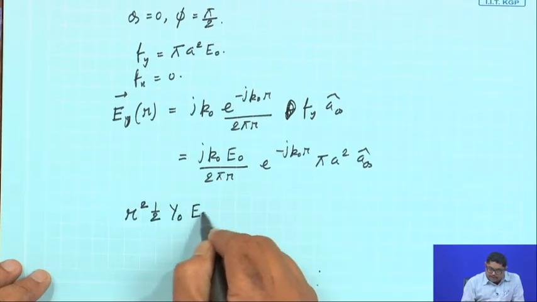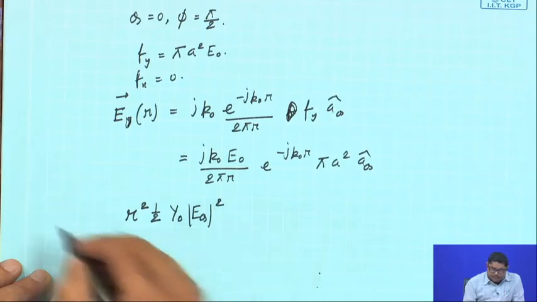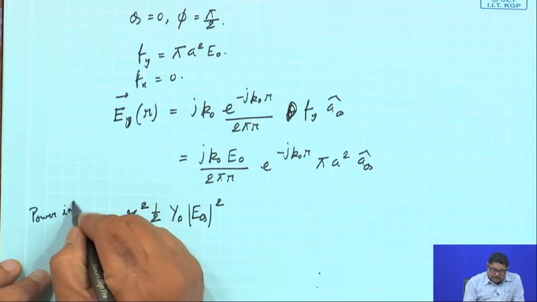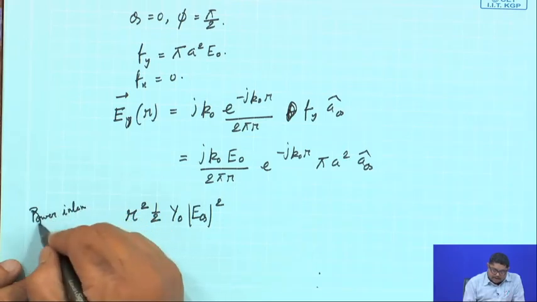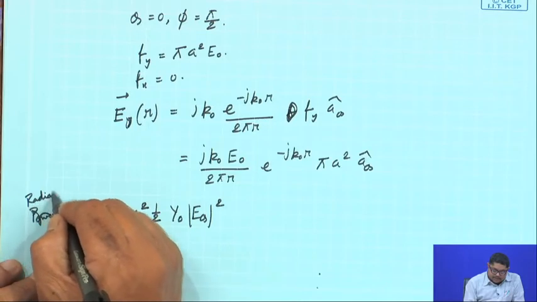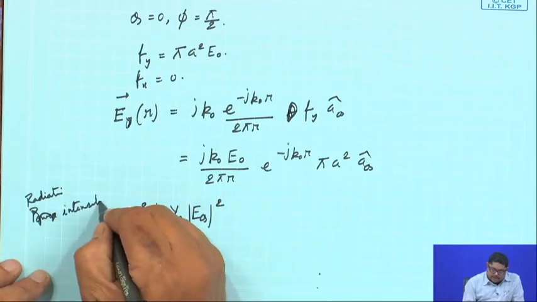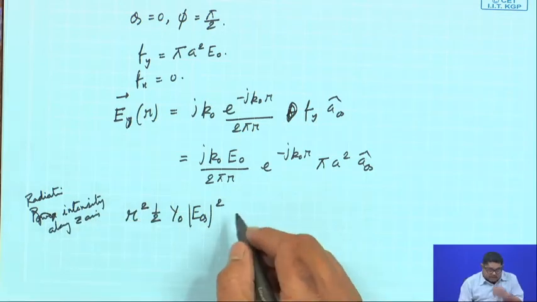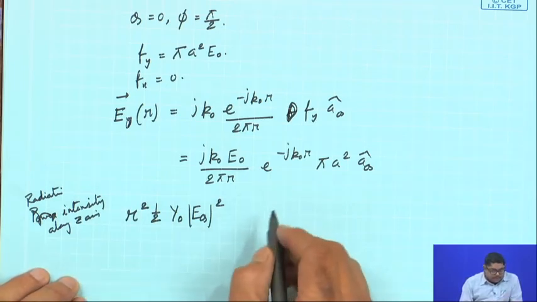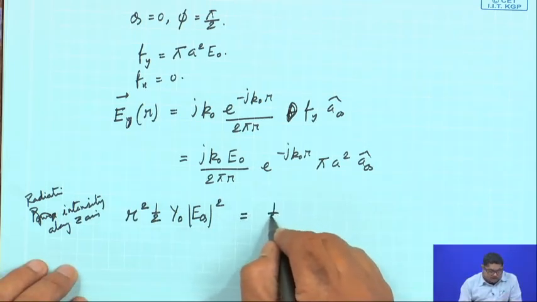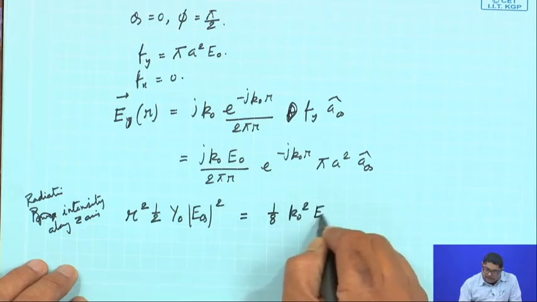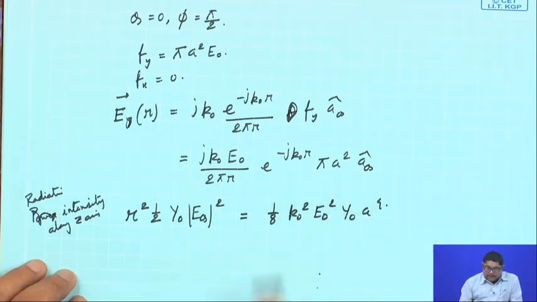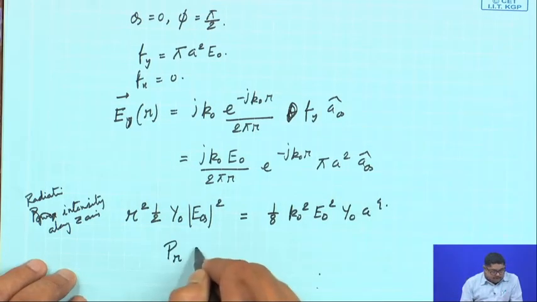Now, the power density per unit solid angle, the radiation intensity in this direction, will be r square half y naught E theta square. So the power radiation intensity along the z axis, if you do it, will become 1 by 8 k naught square E naught square y naught a to the power 4.